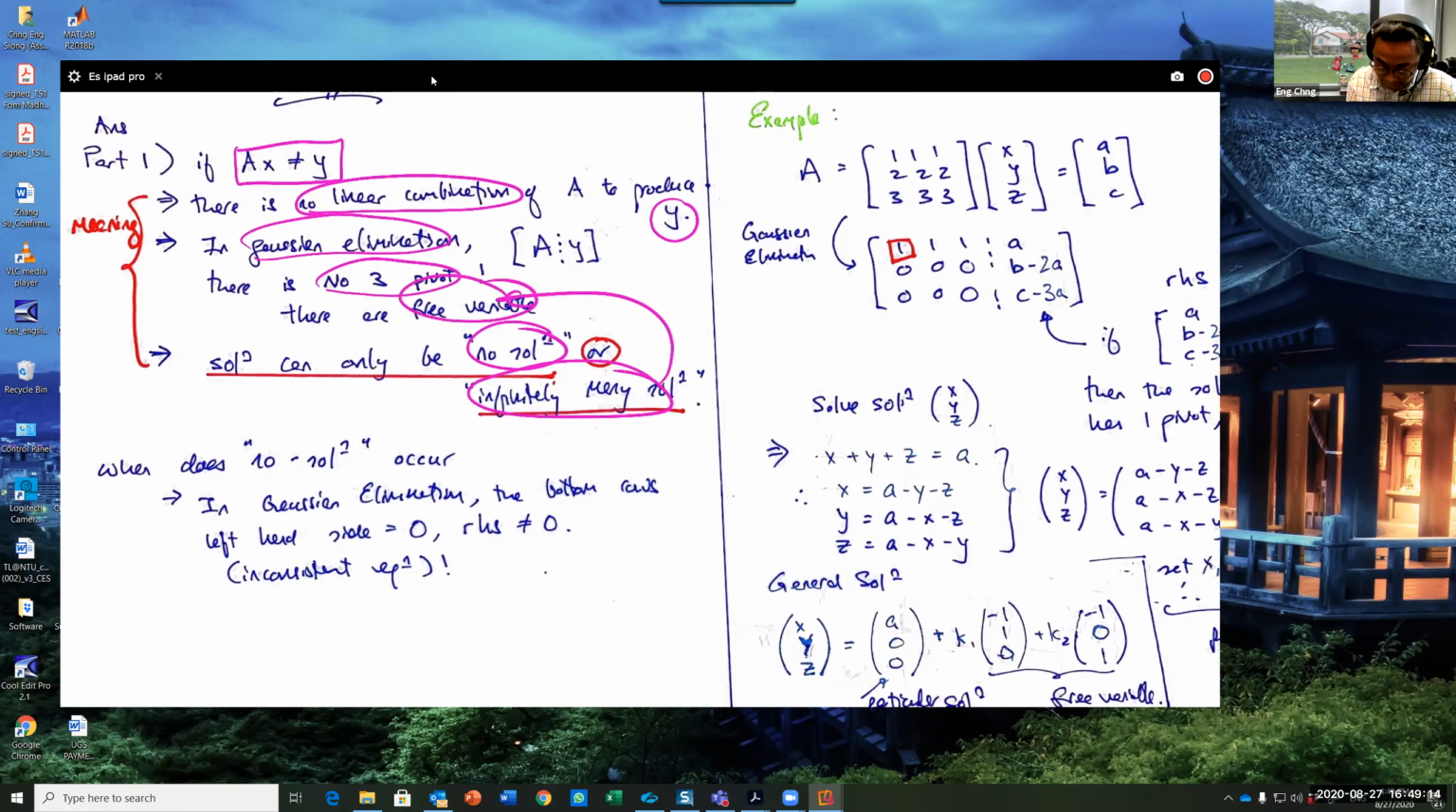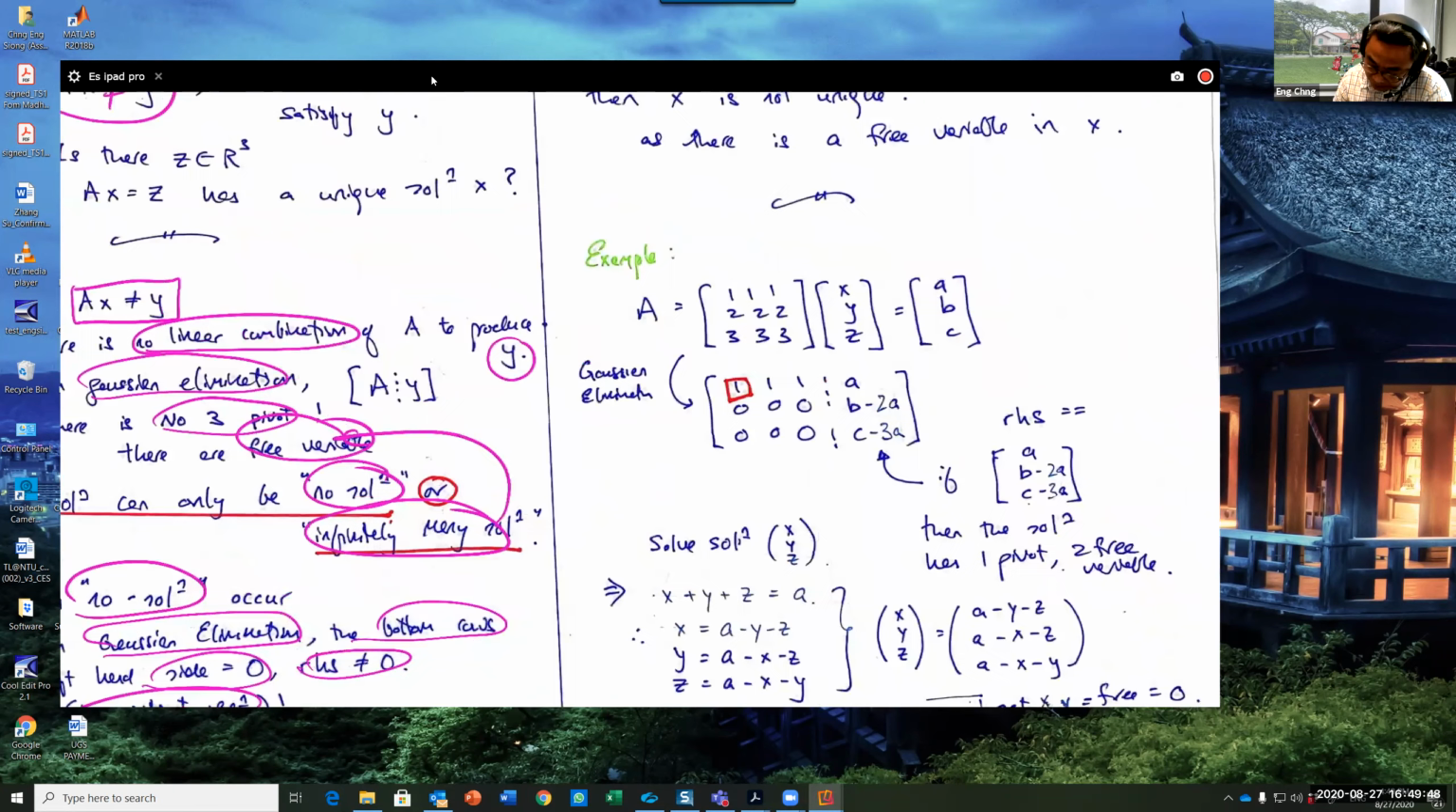Now, in a no solution case, how do we identify it? During Gaussian elimination, the bottom row after we have done Gaussian elimination has a left-hand side that is all 0, but the right-hand side is not equal to 0, giving us the equation 0x plus 0y plus 0z equals to some value that is not equal to 0. So the equation basically is inconsistent. All right, let's try this simple example first.